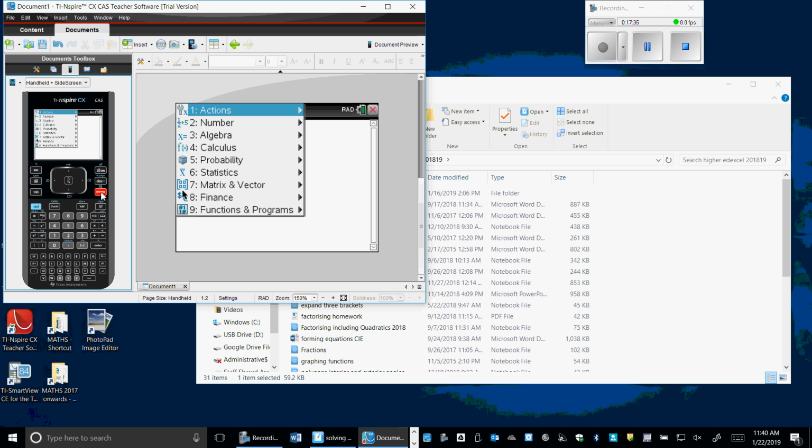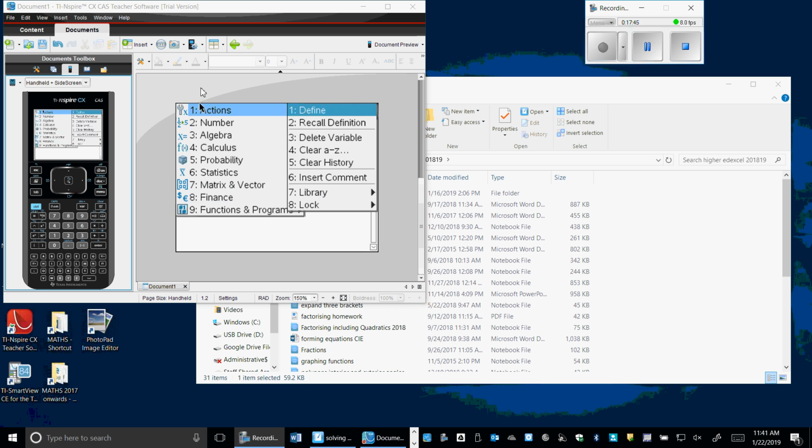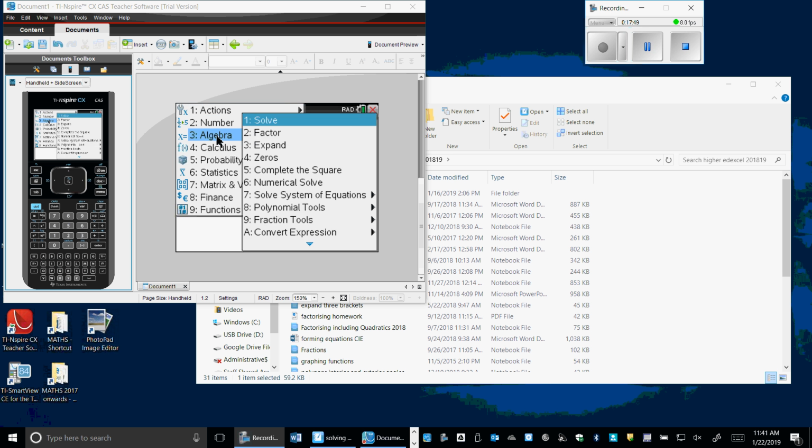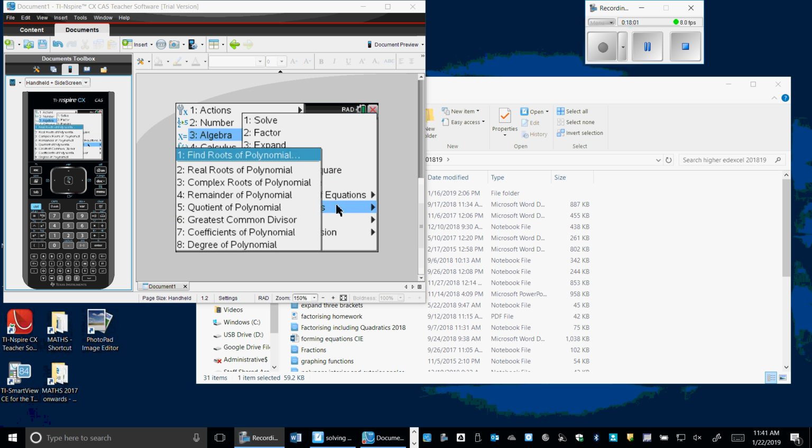Okay, you should see these kinds of options on your screen now. All right, which of these options do you think we're looking at? Algebra. Algebra, good call. If you hover over algebra, which do you think we're going to look at? It's not actually that obvious. It's actually going to be this one here.